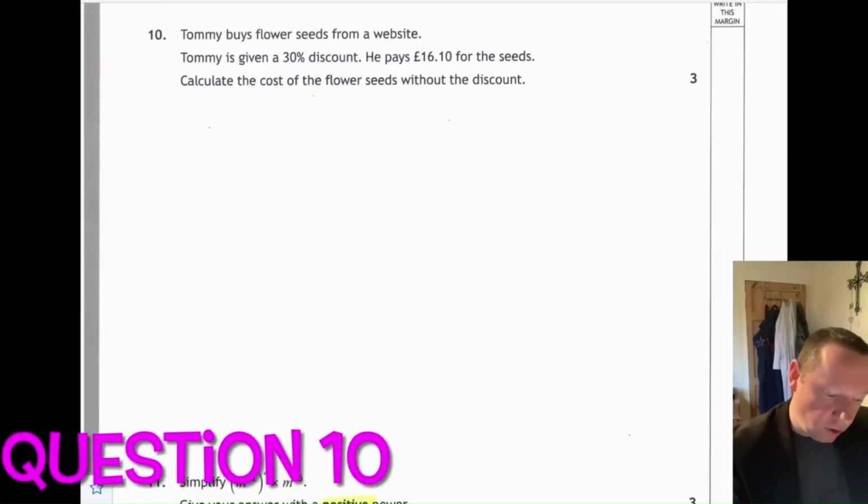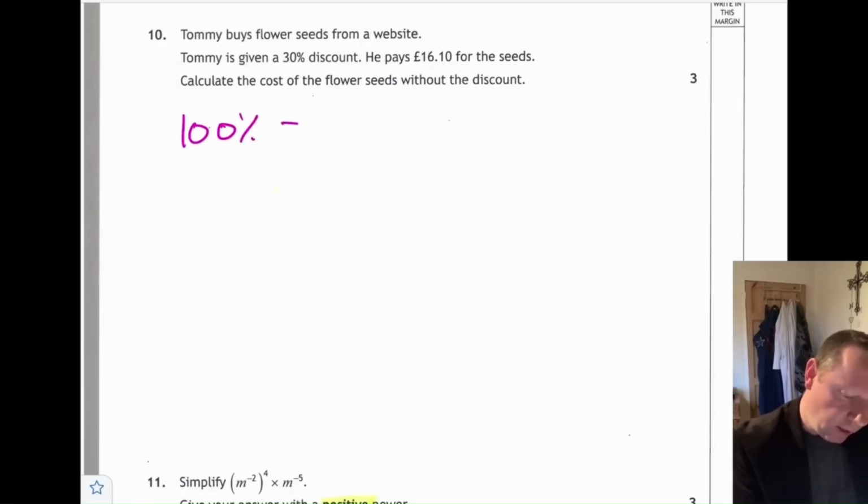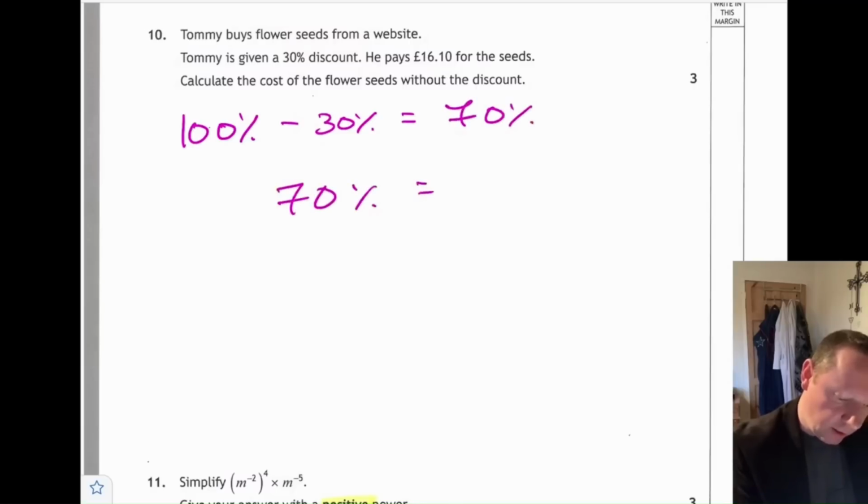10. Tommy buys flower seeds from a website. He's given a 30% discount. He pays £16.10. Calculate the cost without the discount. No time in this question, so I'm probably dividing. So 30% discount, which means 100% minus 30%. That means he's paid 70%. So we know that 70% represents £16.10.